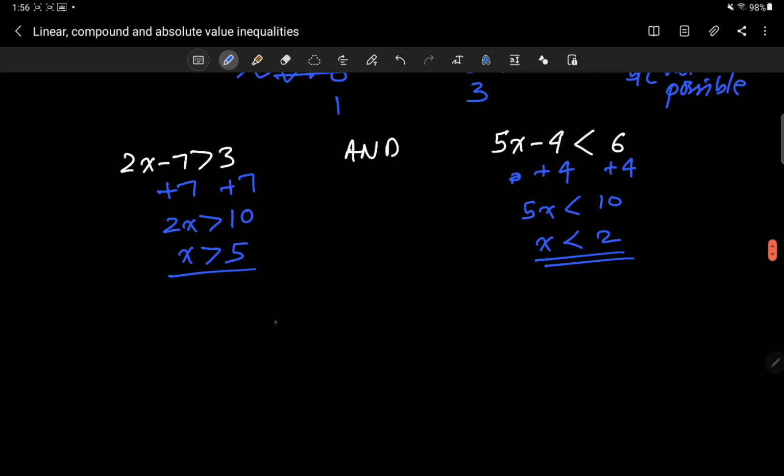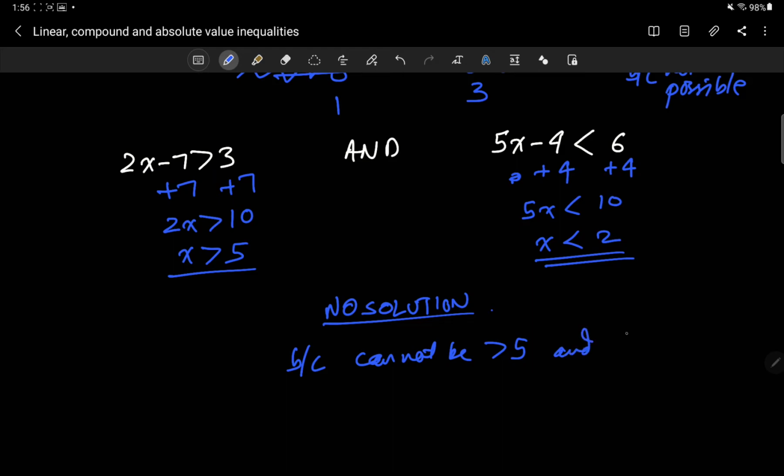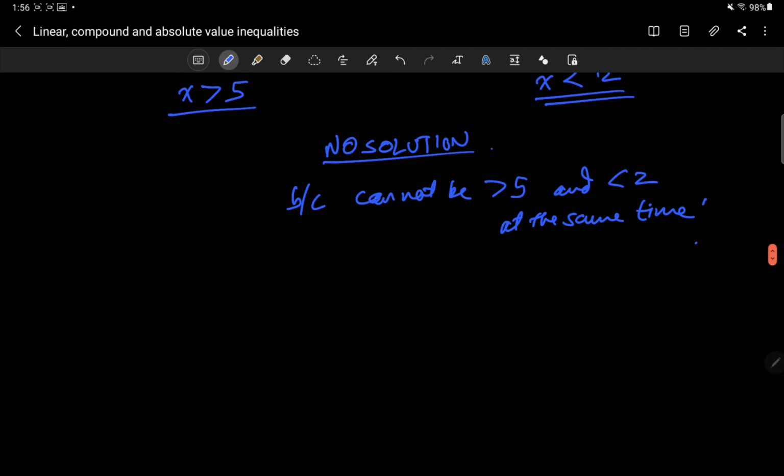So again, you need an AND. So you need a number that's larger than 5 and less than 2 at the same time, which also gives you a no solution because you cannot be greater than 5 and less than 2 at the same time. Okay, so that means there is no solution.